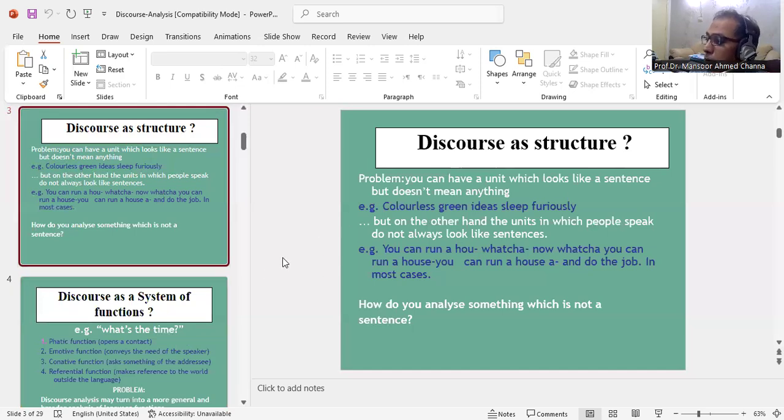Problem: you can have a unit which looks like a sentence but does not mean anything. For example, colorless green ideas sleep furiously. But on the other hand, the units in which people speak do not always look like sentences. You can run a house, and do the job in most cases. How do you analyze something which is not a sentence?